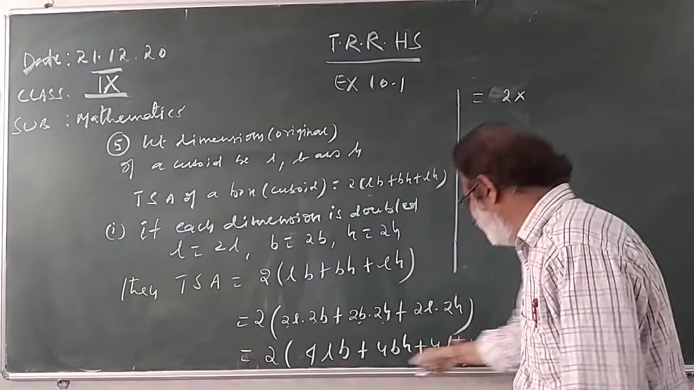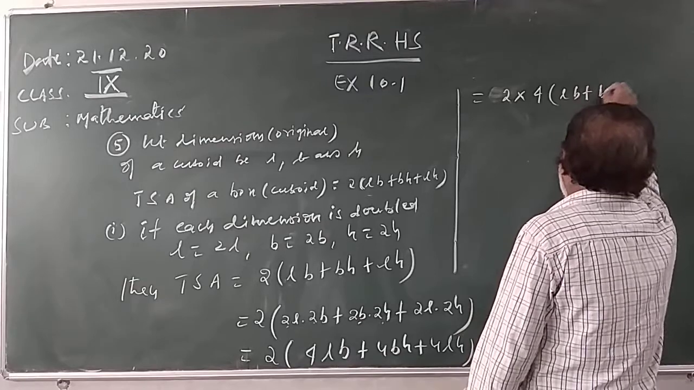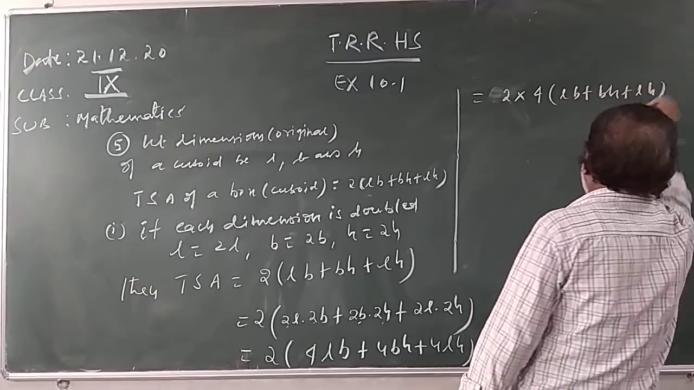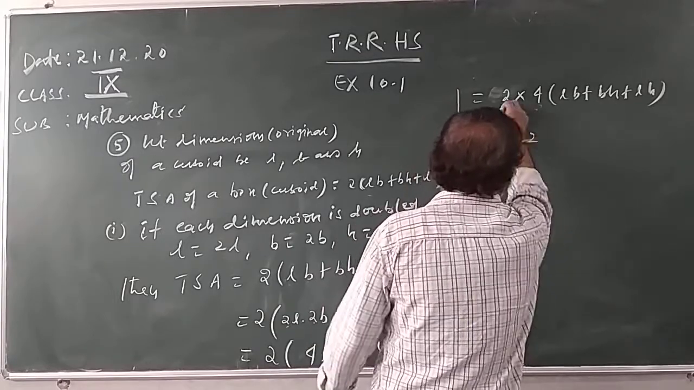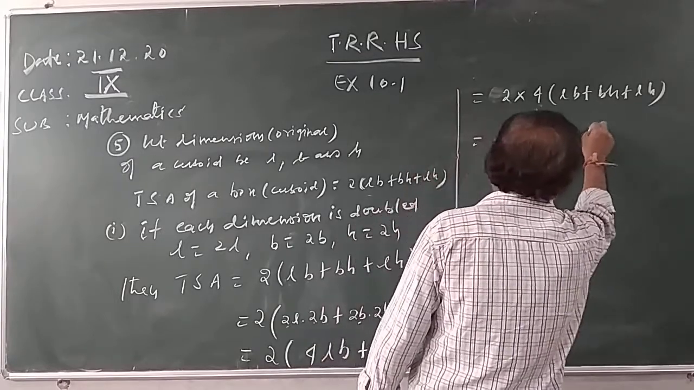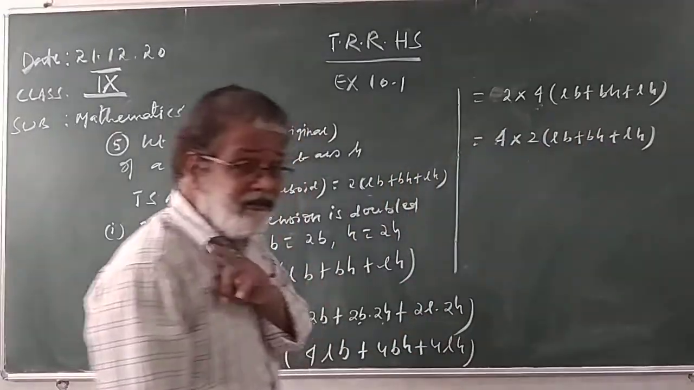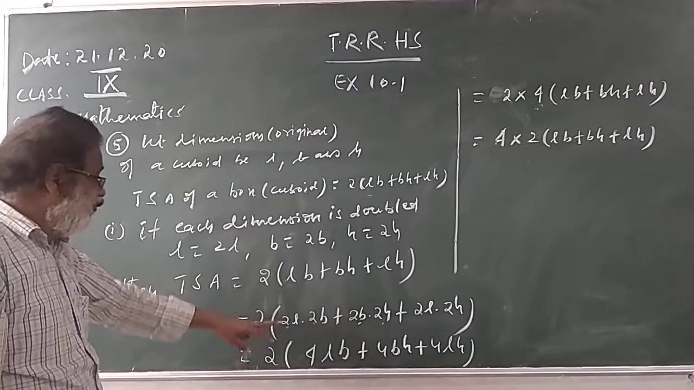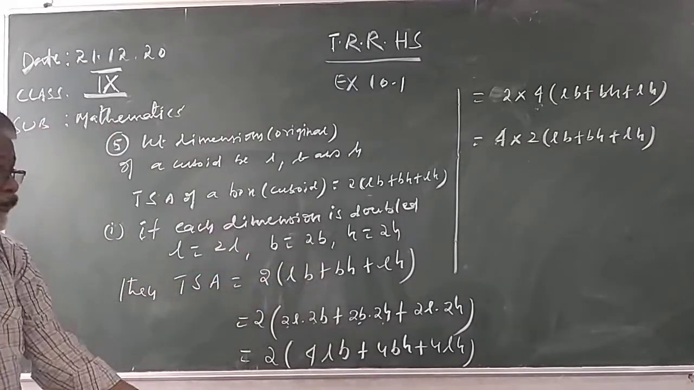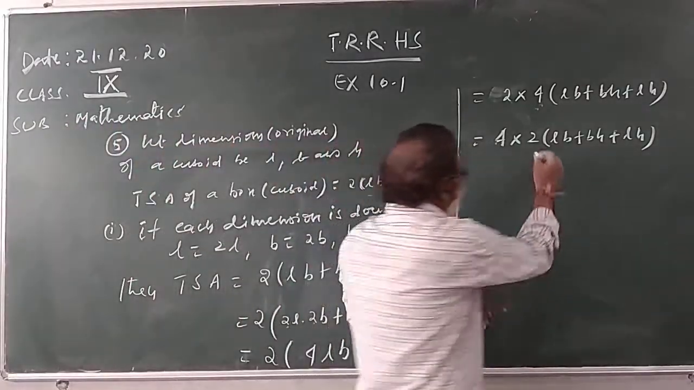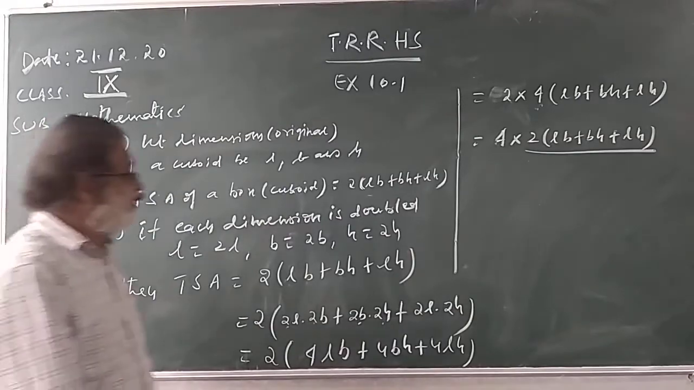2 already outside is there. Here which is the common? 4 is the common. I take 4 common. 4 into LB plus BH plus LH. So this 4 I write in the beginning: 4 into 2 into LB plus BH plus LH. What is the original TSA? Original TSA is 2 into LB plus BH plus LH. When each dimension is doubled, what becomes? 4 times the original.